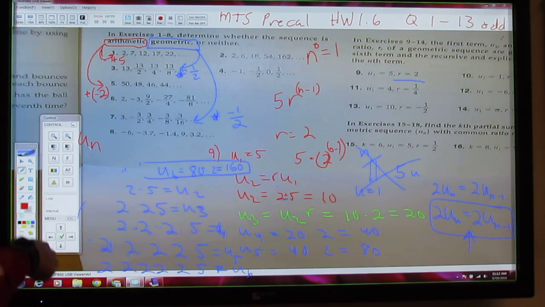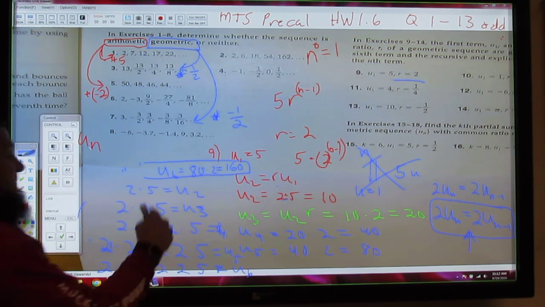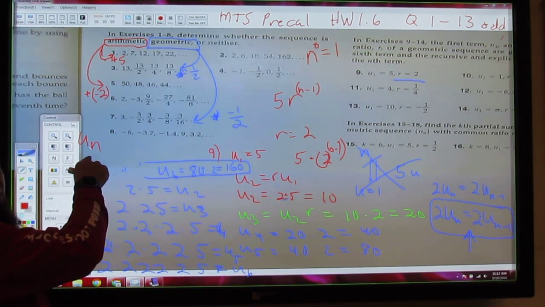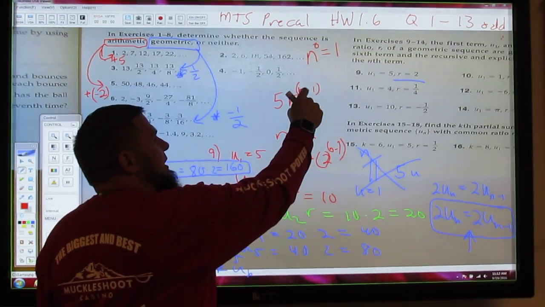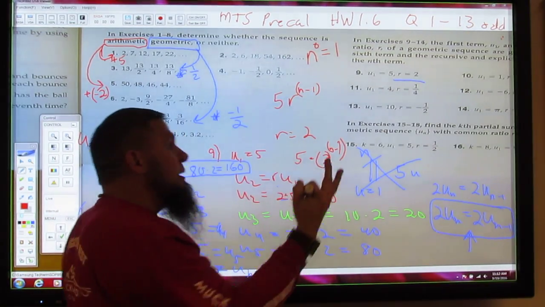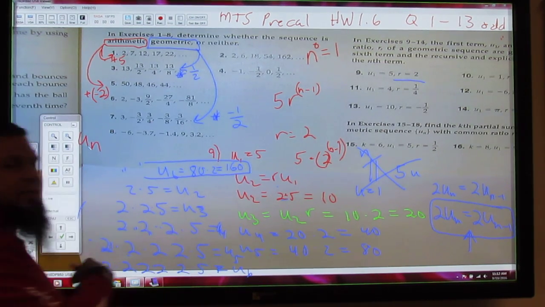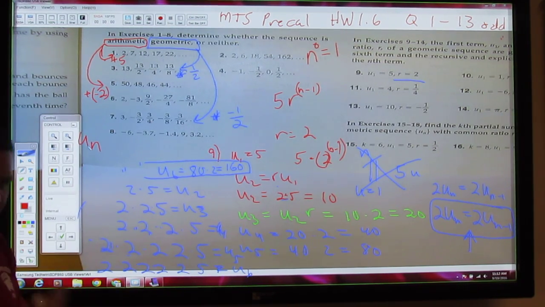So what I wanted to do was u to the n minus 1. So when I plug in n is 4, then I plug in 4 here, and 4 minus 1 is 3. So r to the 3rd, or 2 to the 3rd, is 8. And 8 times 5 is 40. And that's the correct one.